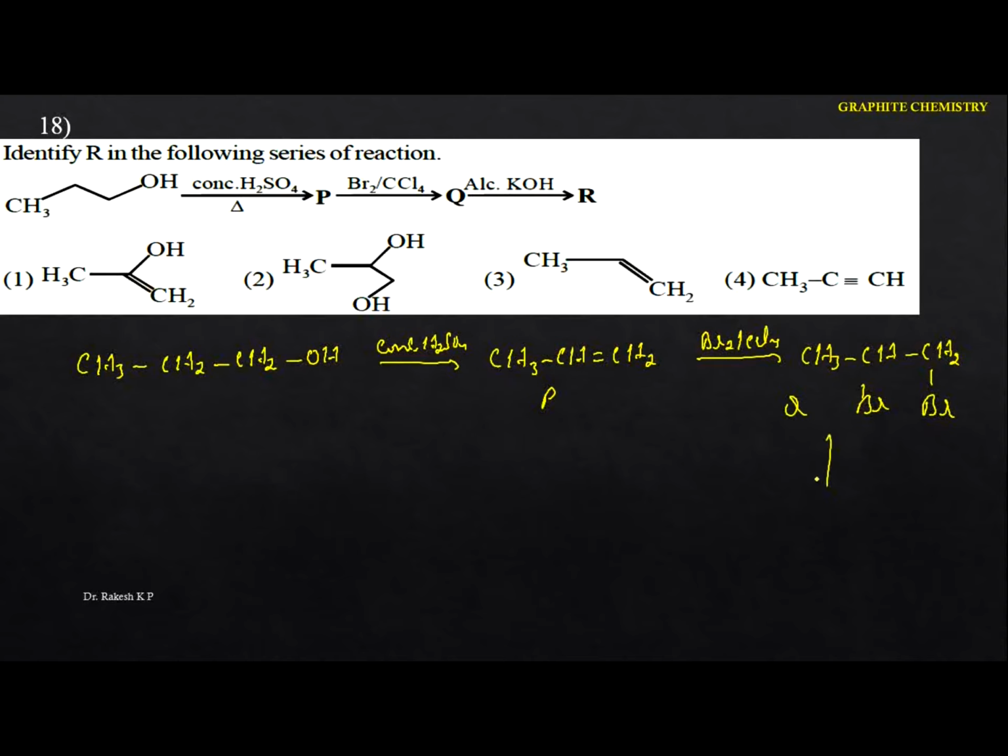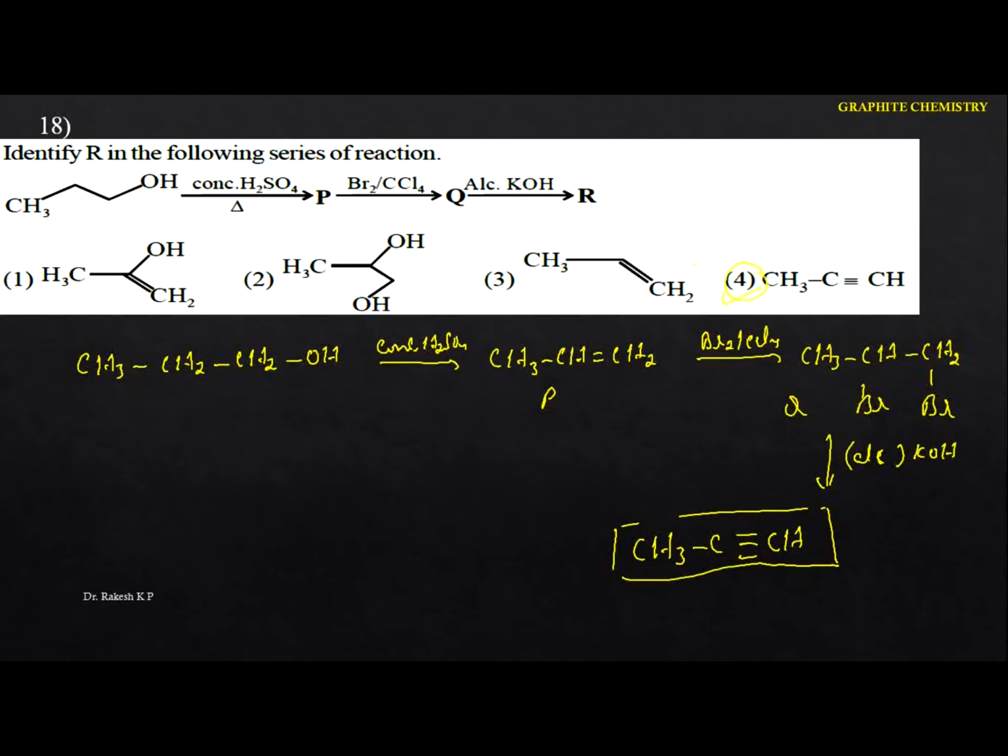Now this Q is treated with alcoholic potassium hydroxide. That means it undergoes dehydrohalogenation here. Remember one of the concepts here: dehydrohalogenation of vicinal dihalides always gives you an alkyne. The product we got, the alkyne, is nothing but propyne. Hence in this case the option is the fourth one.